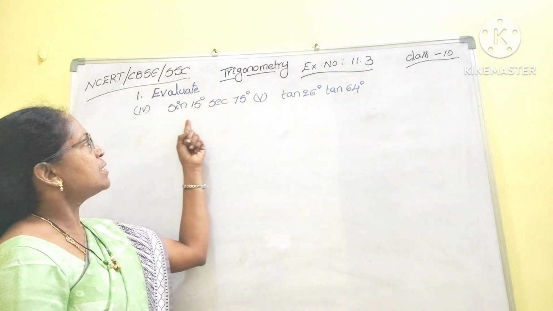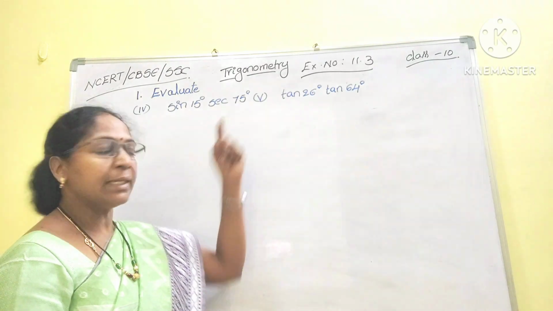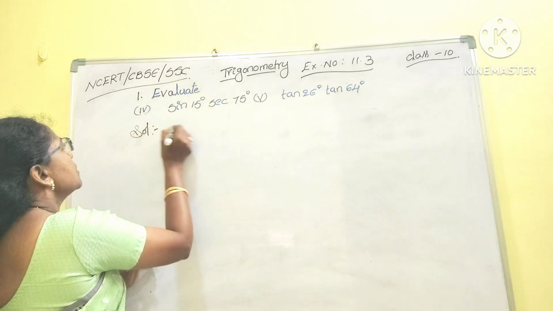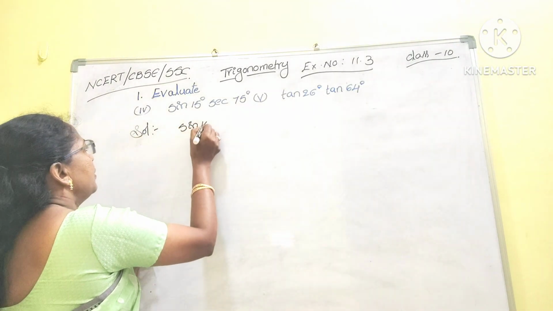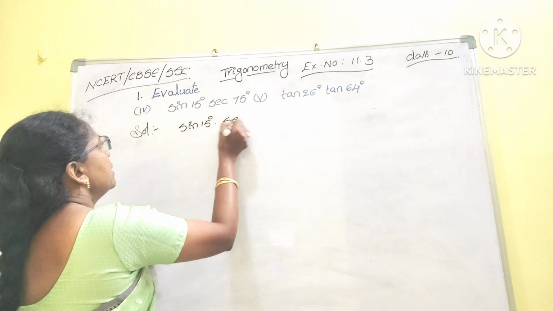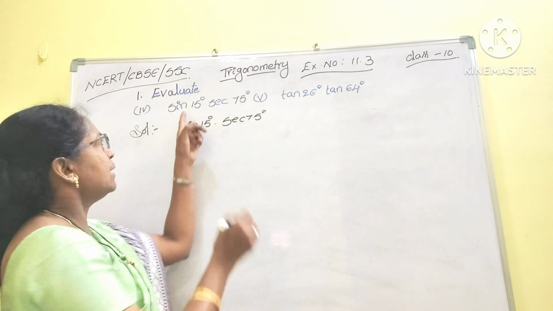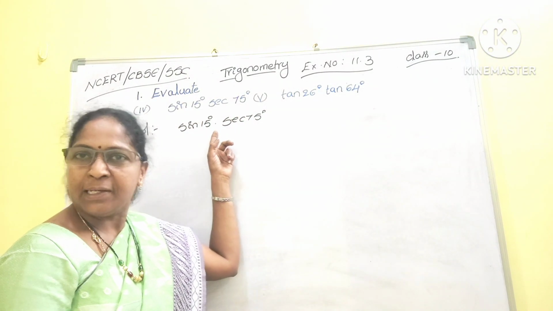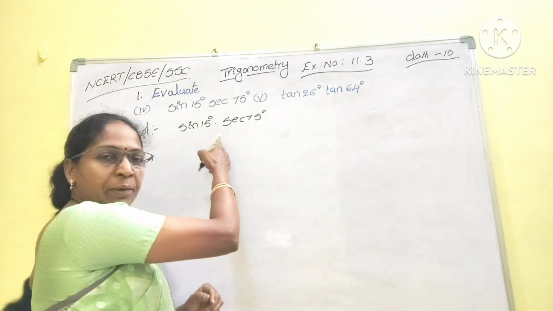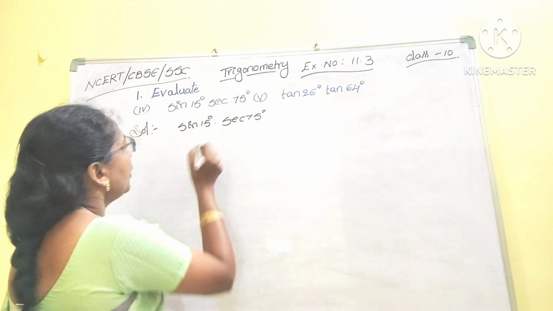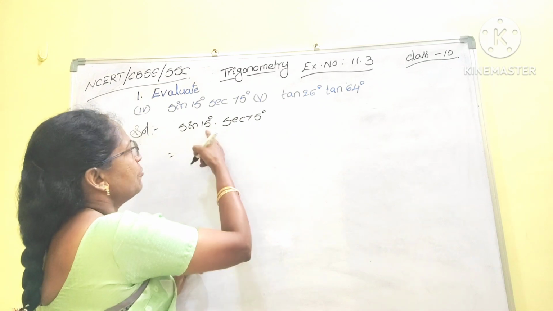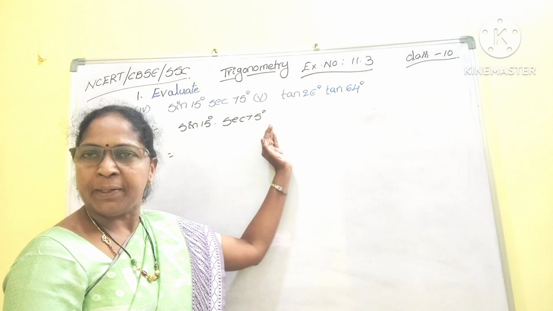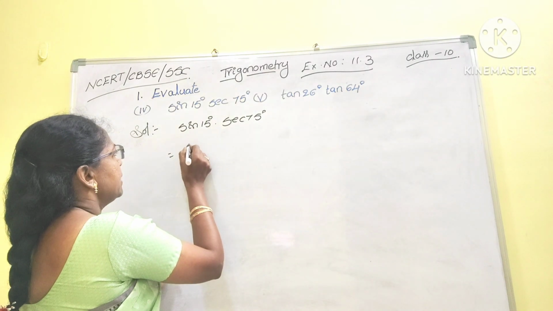Next, the fourth one: sin 15 degrees into secant 75 degrees. Now, the fourth solution, sin 15 degrees into secant 75 degrees. If no other symbol is there between these two, the meaning is multiplication, which you can show with a dot. Now again, same, 15 plus 75 equals 90 degrees. These two are complementary angles. You can change either one here.